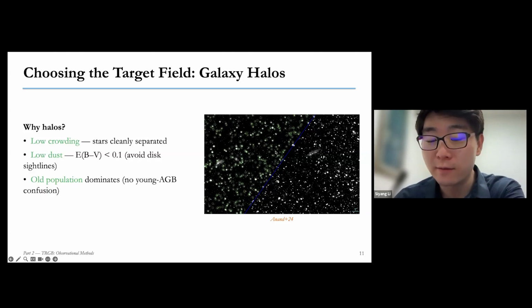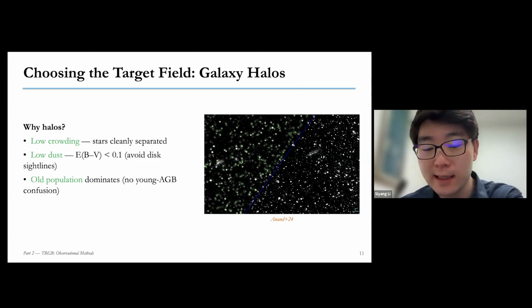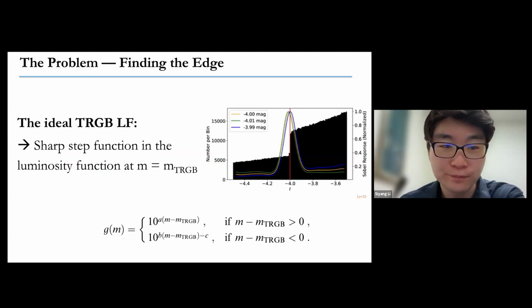This region also does minimize effects of internal extinction, which can be a very small effect. But also because these halos contain these very old stars. So the stars that we want to use for the TRGB, as you get closer to the disk, of course, you get these younger stars that are not used for the TRGB. And of course, we want to avoid contamination as much as possible.